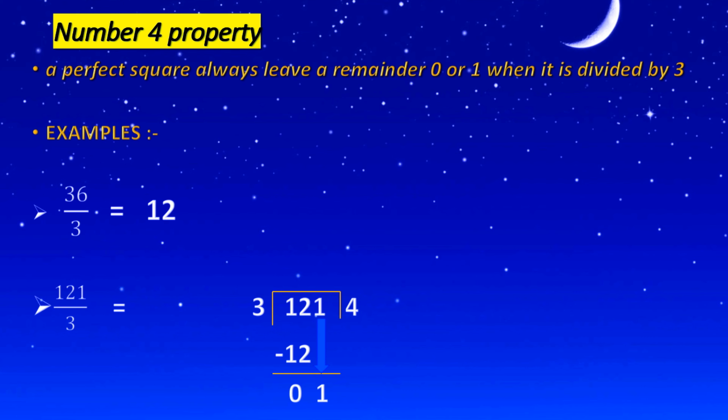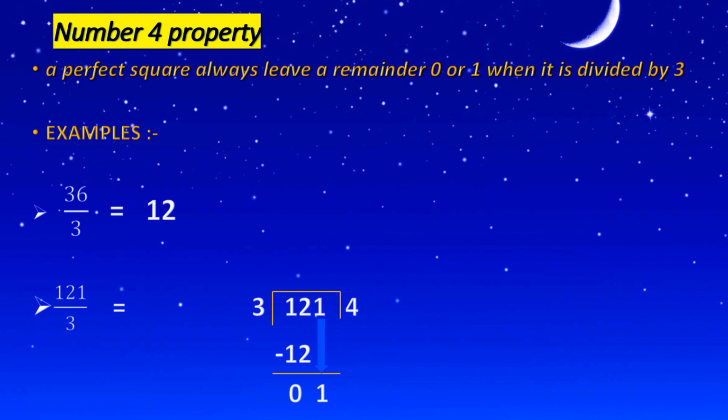Let's see the fourth property. A perfect square always leaves a remainder of 0 or 1 when it is divided by 3. Example: 36 divided by 3. The quotient is 12 and the remainder is 0. It is a perfect square.